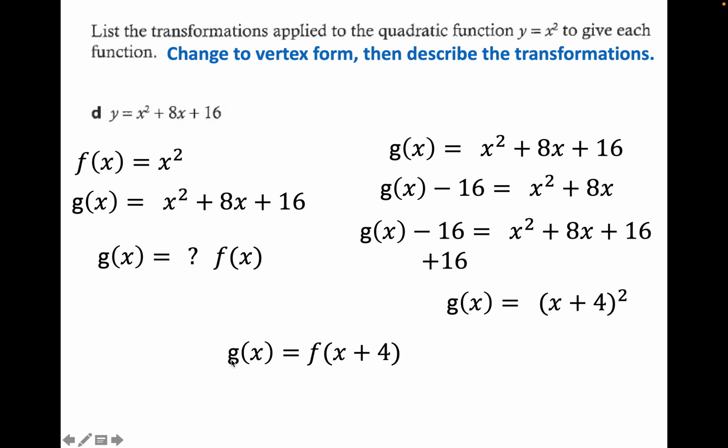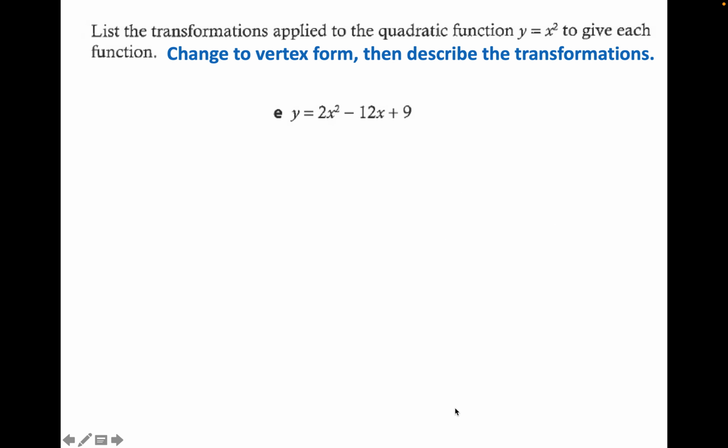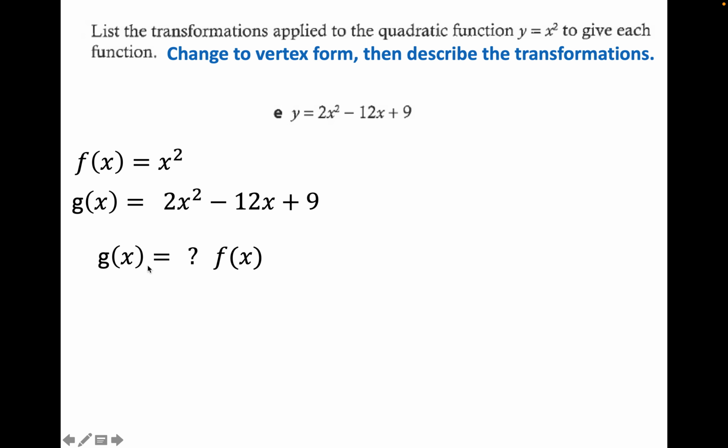Now we can say g of x is this change, x plus 4, made to the basic parabola function. Okay, so what transformations is that? Horizontal translation left 4 units. Okay, try this next one here, and be careful. Remember, we have a 2 in front of x squared, so you're going to have to factor that out. Okay, let's check. So again, how are we turning f of x into g of x? That's our question. g of x is the result of what change made to f of x.